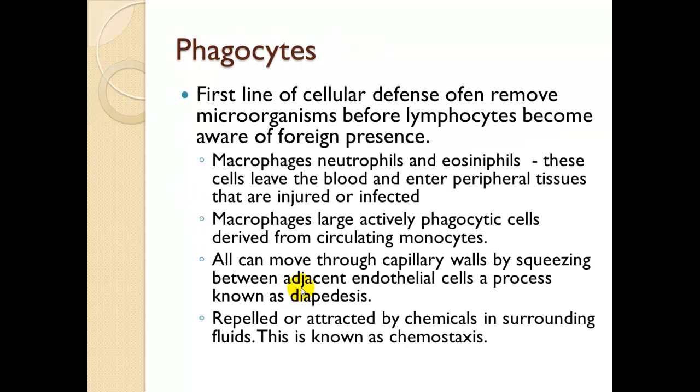Phagocytes, which is the cellular mediated process. First line of cellular defense. Often remove microorganisms before lymphocytes become aware of foreign presence. Macrophages, neutrophils, and eosinophils. These cells leave the blood and enter peripheral tissues that are injured or infected. Macrophages are large, active phagocytic cells derived from circulating monocytes.